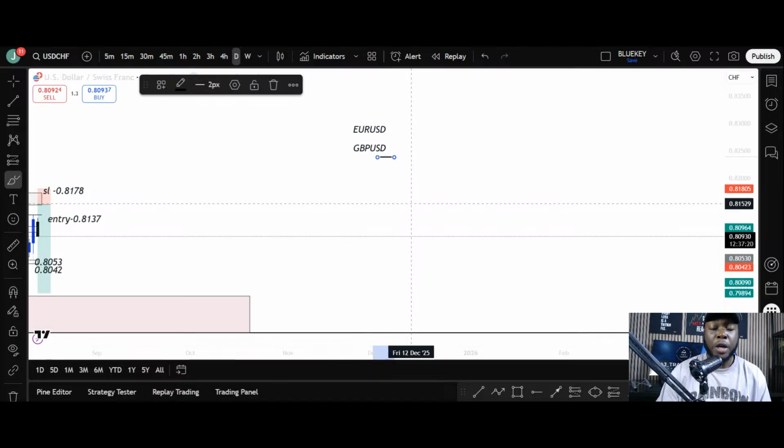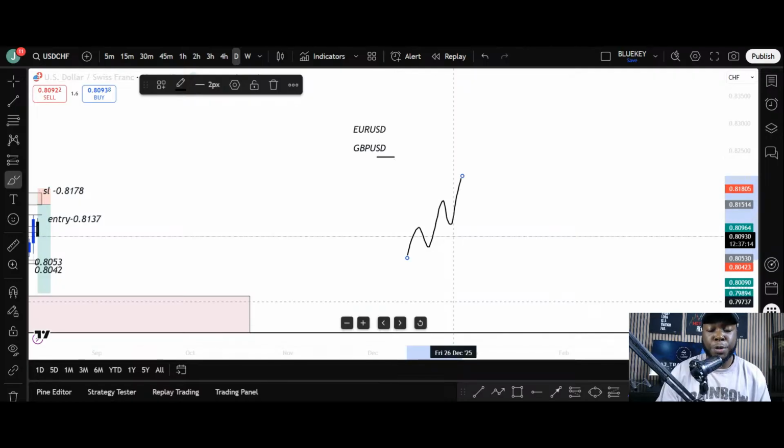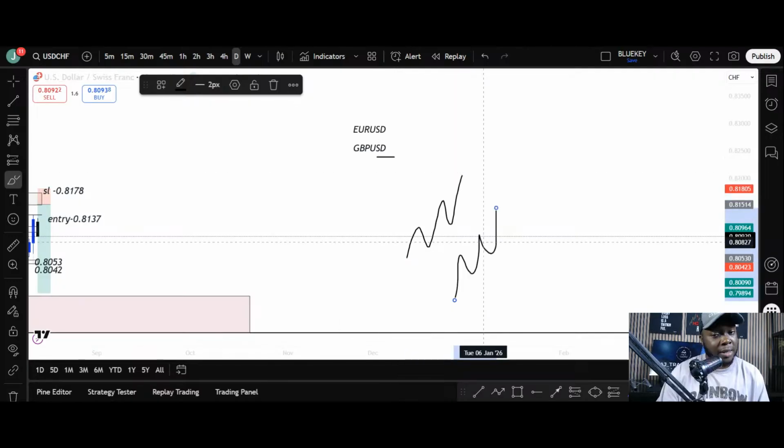So if Euro USD is bullish like this, what do you expect GBP USD to be? GBP USD as well should be bullish. It may not be identical. There are some pairs that have like 90-95% correlation. I'll show you an example. But on this one, we are seeing that since both of them are on the quote side, it means that if the dollar is falling, these two pairs will be rising. And if the dollar is rising, these two pairs will be falling.